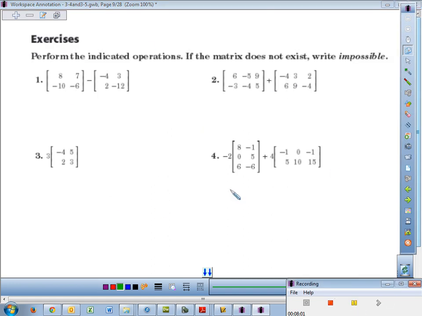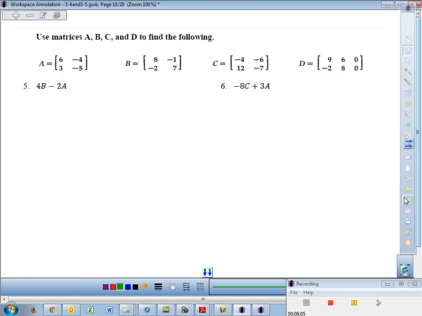No. What I'd like to do is skip these first 4, which is very similar to what we do on the next page. Let's just go to these. But now we've got 4 different matrices given to us. Matrix A, B, C, and D. They're saying, let's do this. We need 4 times matrix B minus 2 times matrix A.